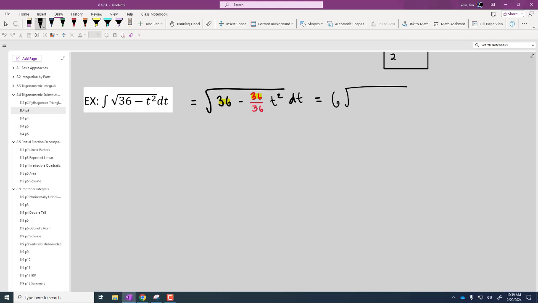So we'll have 6 multiplied by, let's see, we factored out a 36, so that's 1 minus t squared over 36, and we kind of already know what we need to do. We want to write that as a difference of squares. We don't want to leave it as t squared over 36. We want to write it as a square.